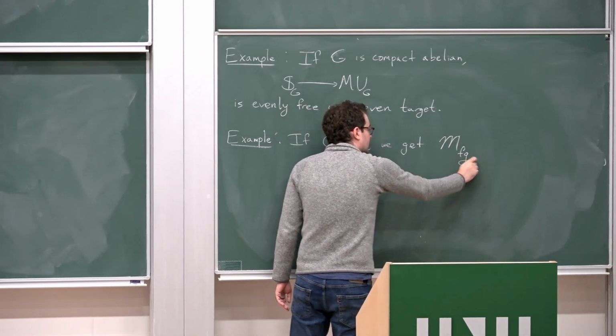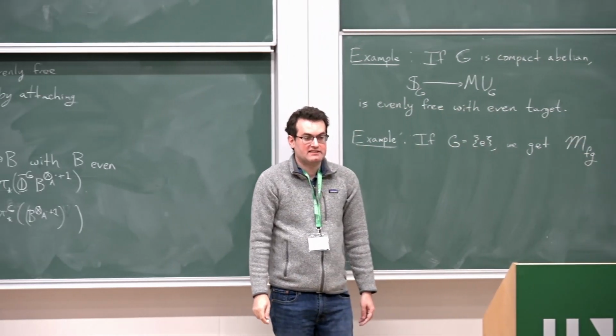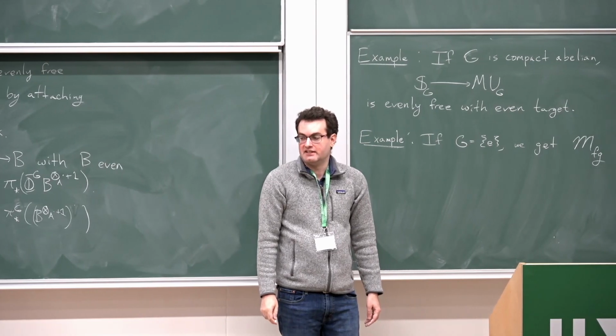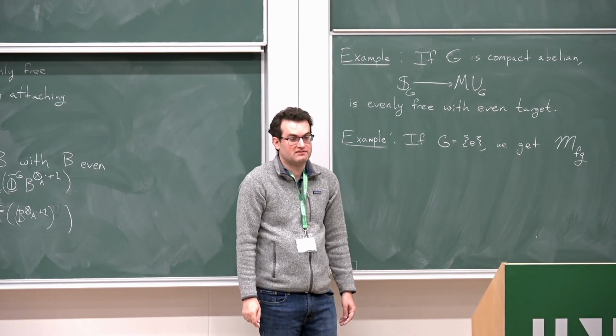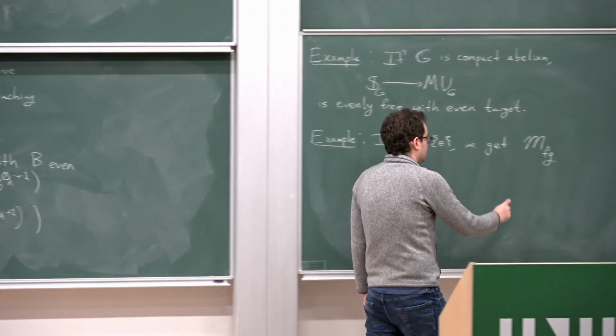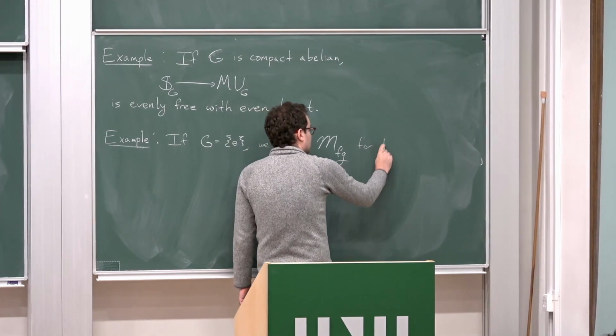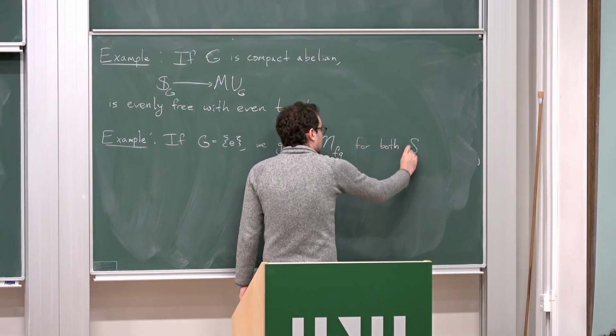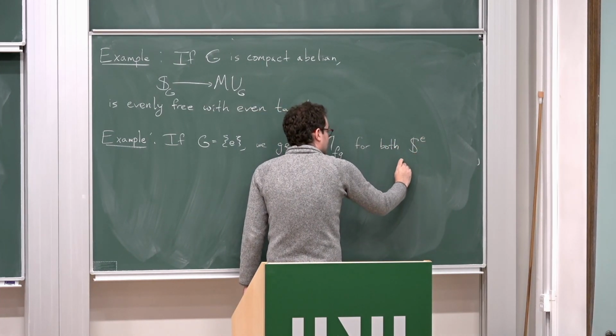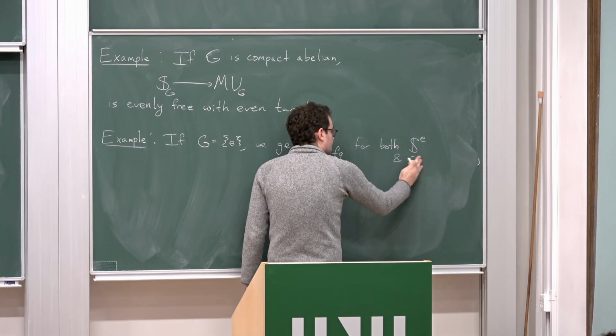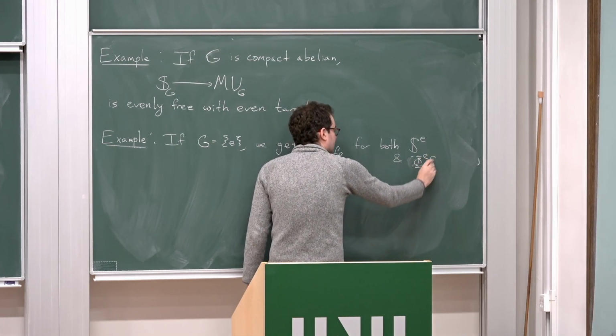We get M_FG, the moduli of formal groups, because this is the stack associated to the non-equivariant map from the sphere to MU. And this is for both the even stack and the genuine fixed points, because they're both here.